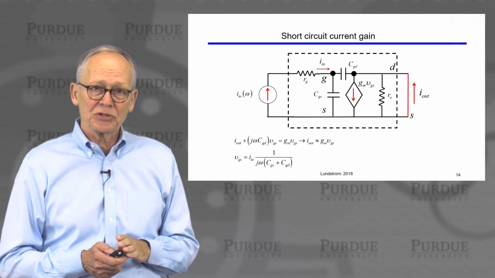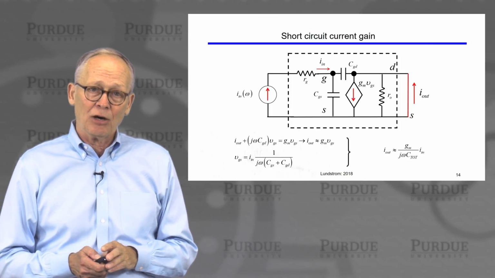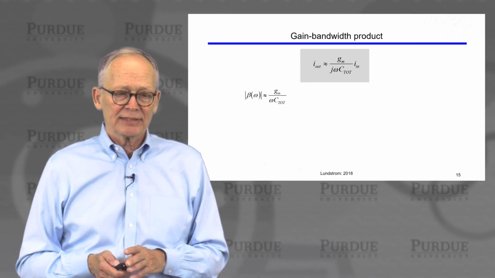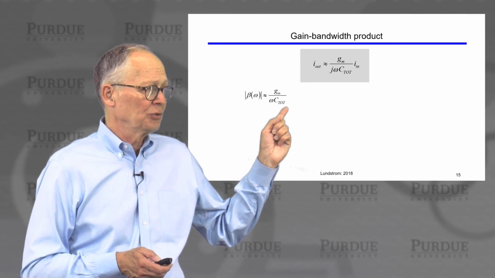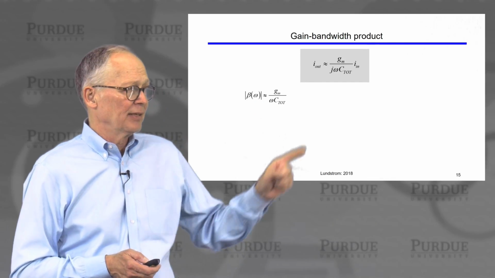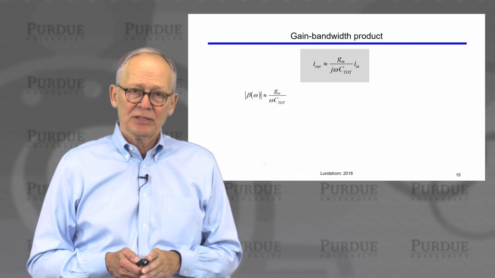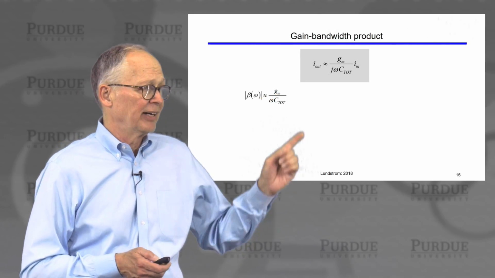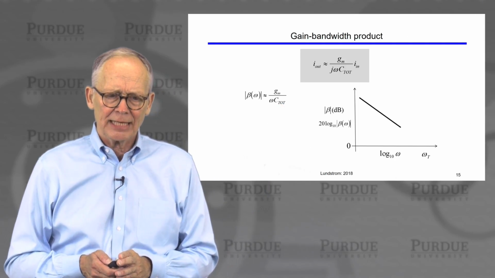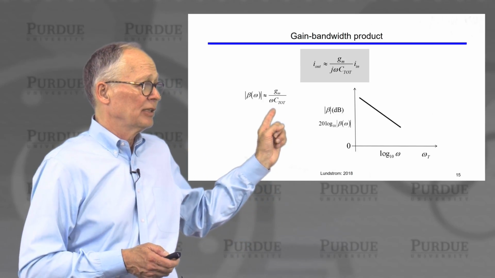So we have two expressions here. We can put these two expressions together and we can solve for the output current in terms of the input current. What we're interested in is the ratio of those two. We would call that ratio beta, the current gain. And if we divide the output current by the input current, we find that the current gain is g sub m, the transconductance, divided by frequency and the total capacitance.